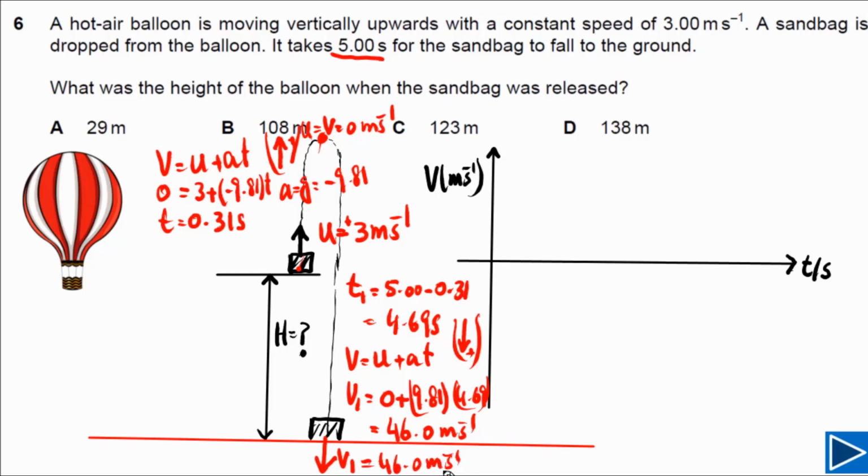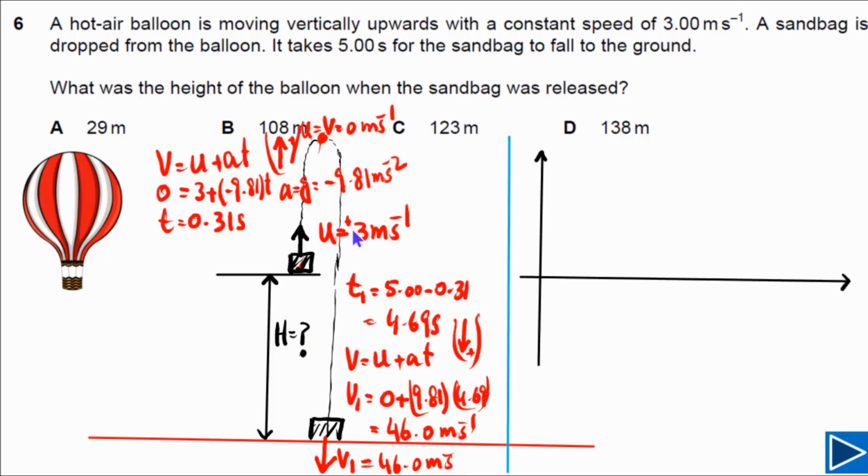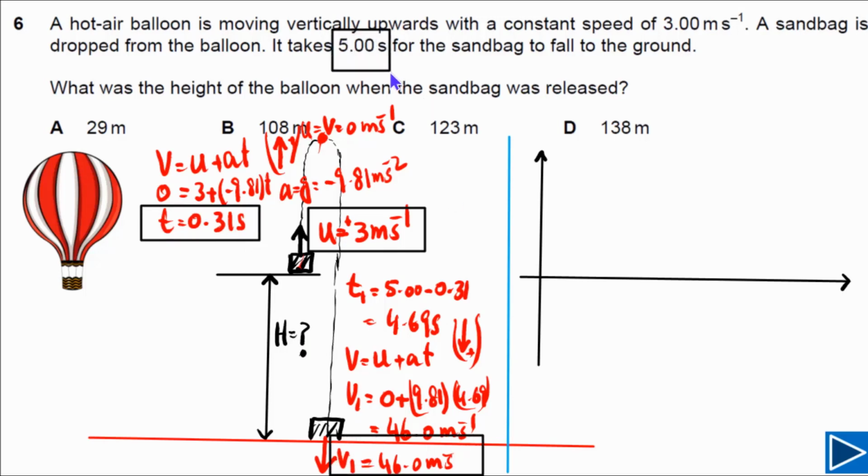Now that's all we have done. Simply we need to sketch the velocity-time graph now. In order to sketch it, we need the value of u, meaning the initial velocity, the value of t, the value of v1, and also the total time taken. In this case, the total time taken for this sandbag to go from the point of release to reach the maximum height and come back to the ground is equal to 5.00 seconds.